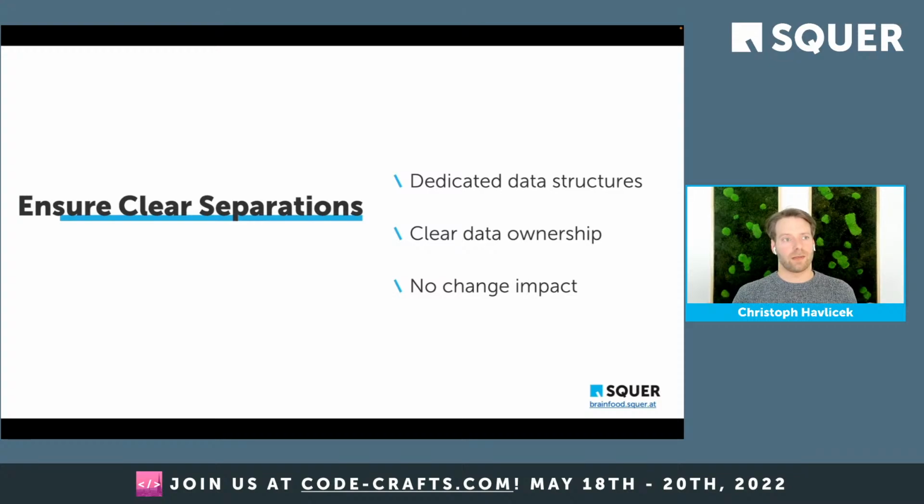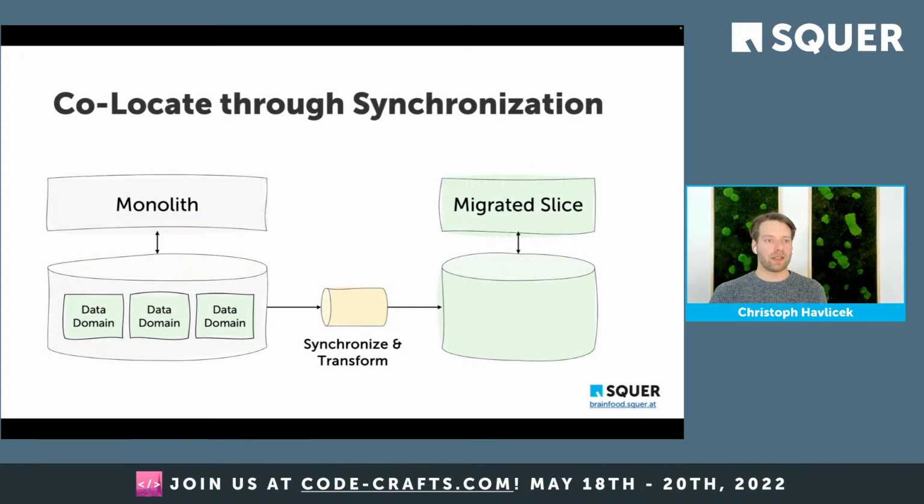We want to enable our decomposition to have its dedicated data structure. We want to have clear ownership separated between the slice and the monolith, and we want to have no change impact between the two. So the monolith can change on its own and the migrated slice can change on its own. How are we going to achieve this? The next pattern that I'm going to show you is co-location through synchronization.